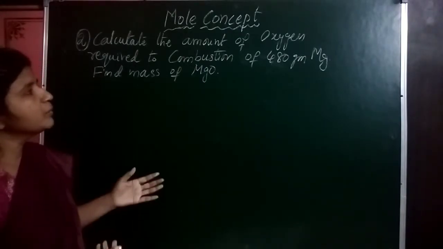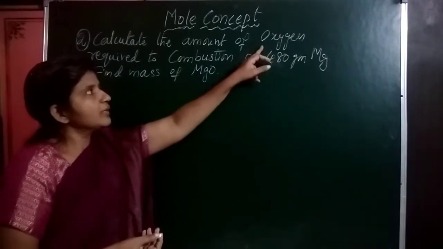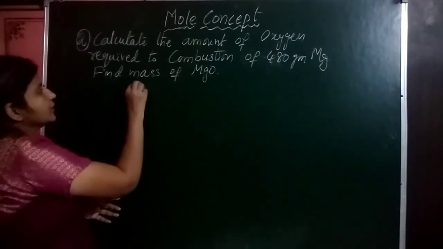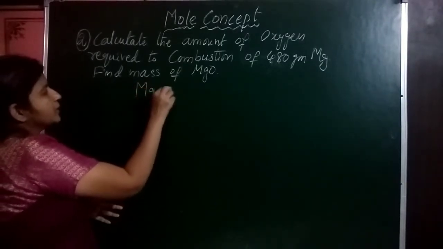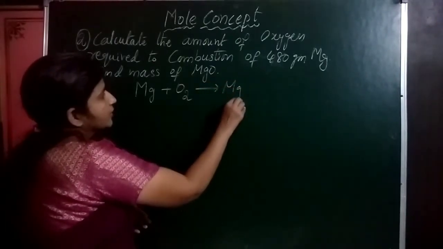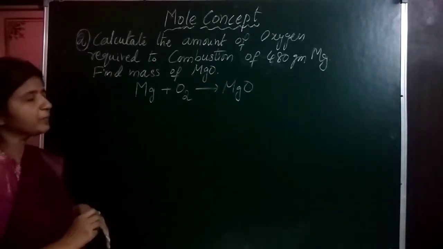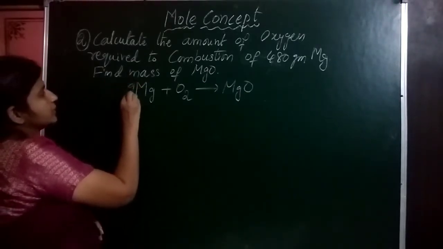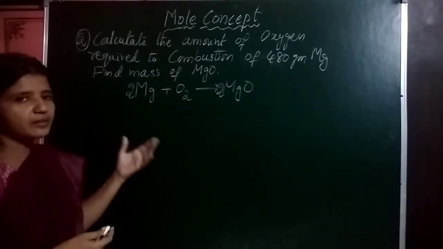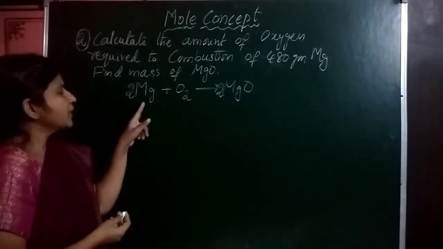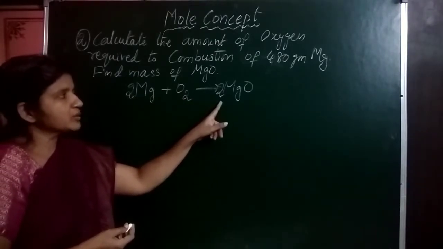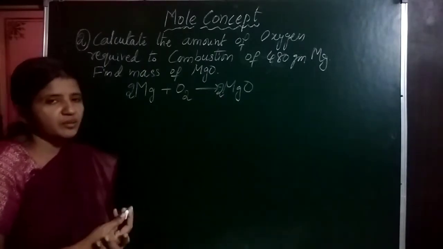Here magnesium, oxygen and magnesium oxide, all three are given. The related equation is magnesium plus oxygen giving magnesium oxide. After balancing, here 2 and here also 2. Now understand the equation: 2 moles of magnesium react with 1 mole of oxygen and produce 2 moles of magnesium oxide.